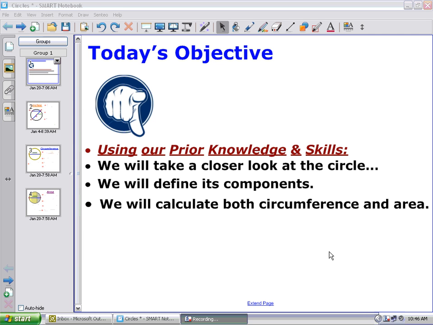Today we're going to talk a little bit about the circle. I'm going to break this down into two parts for you. First, we are going to identify the parts and components of the circle itself. And secondly, we're going to talk about a few applications. I'm going to teach you how to calculate both the circumference as well as the area.